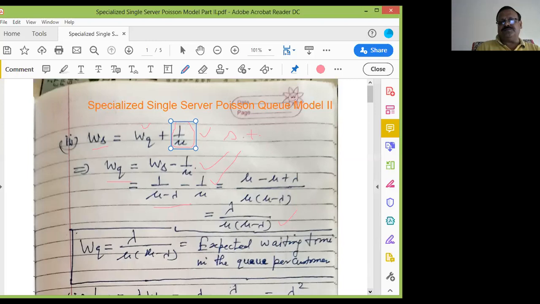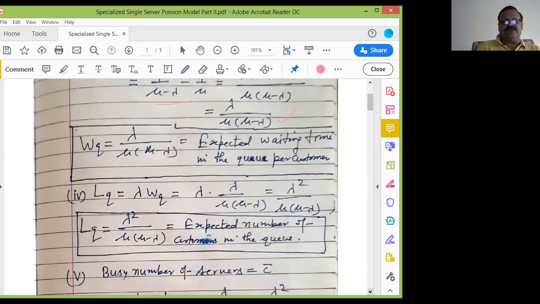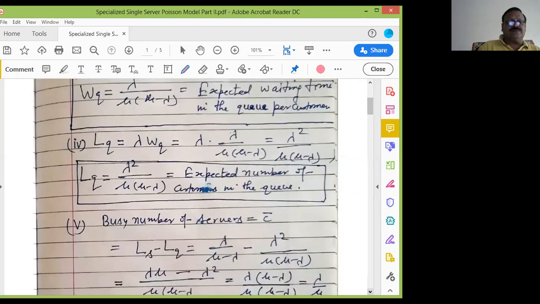And now we can discuss another, the fourth one. What is the length of the customers in the queue? Length of the customers in the queue means that we are going to apply a popular formula. Lq is equal to the waiting time in the queue multiplied by the arrival rate. This is known as Little's formula.